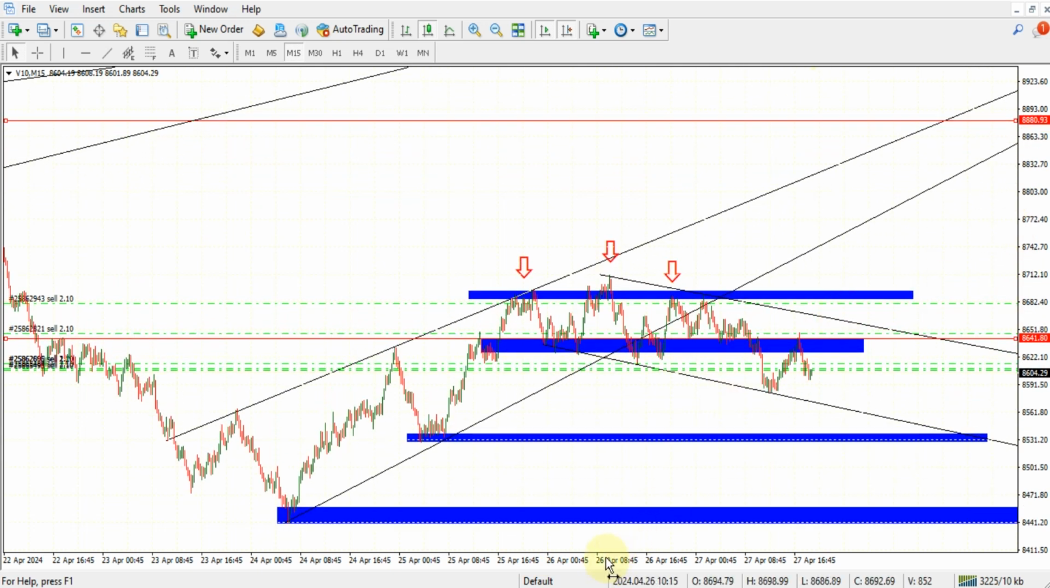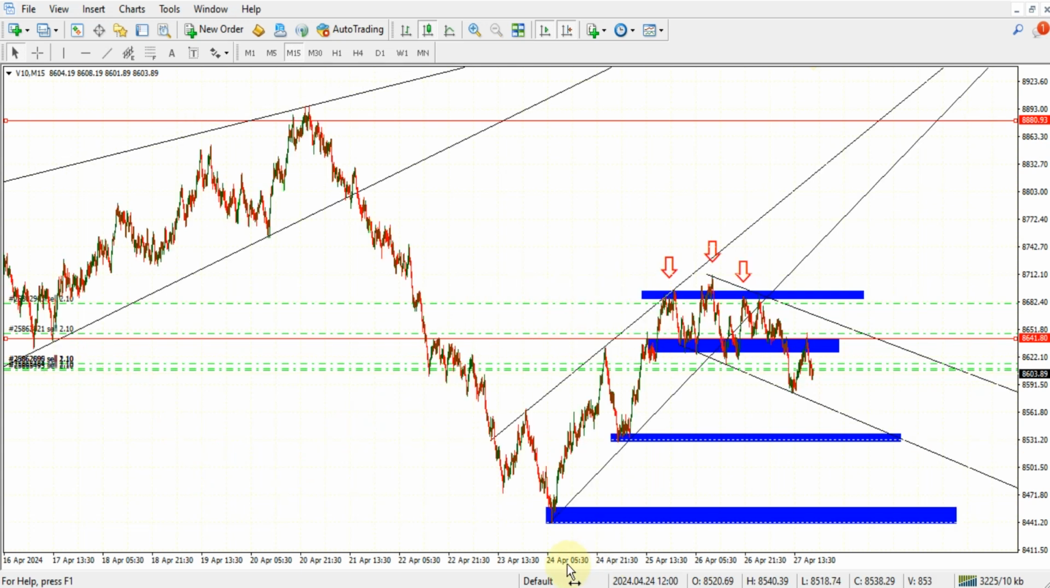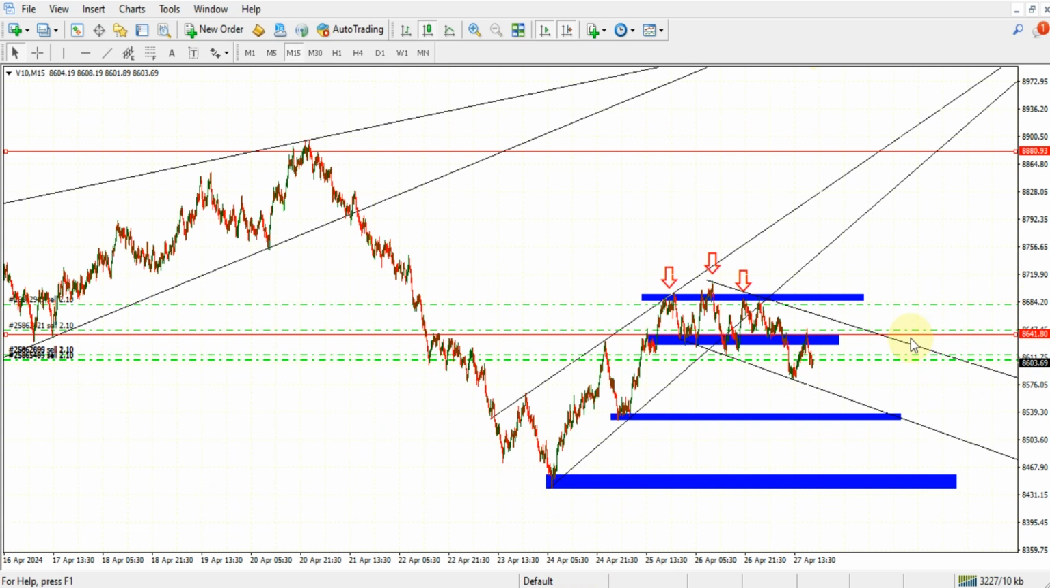So that's what I saw in this market before deciding to take my entries, guys, before deciding to take my entries on this area.